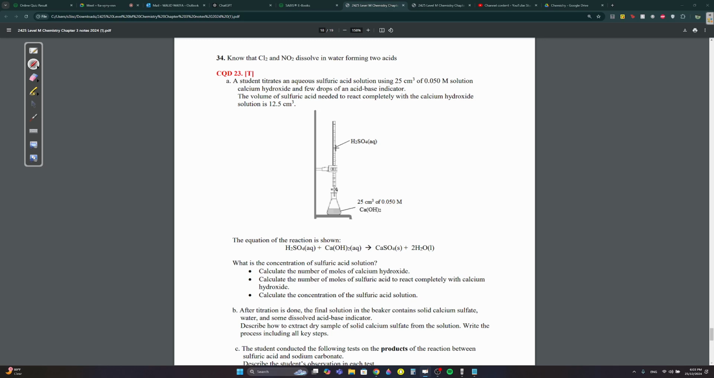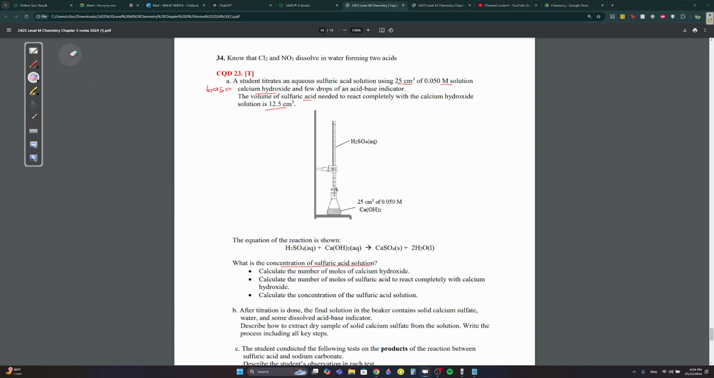It's a top question. So obviously, I always advise you to solve every question in the notes. They use 25 centimeter cube of 0.05 molar calcium hydroxide. So this is the base. And a few drops of acid base indicator. They were reacting with sulfuric acid, okay? The volume of sulfuric acid needed to react completely with the calcium hydroxide solution is 12.5. So they gave you the volume of the sulfuric acid, and they want you to find the concentration of sulfuric acid. How do they do it? They put part A, B, C.